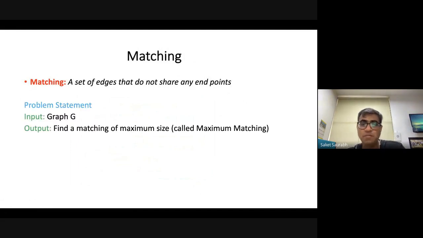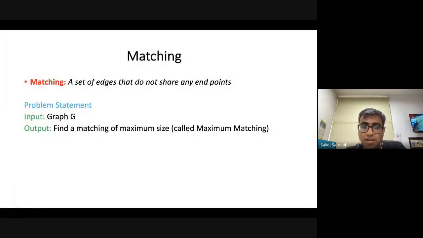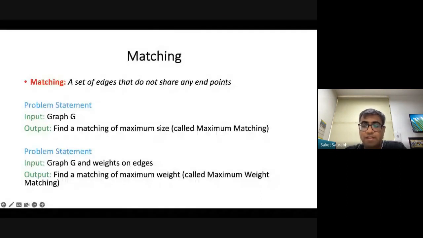So we first saw a covering problem, and this is our new problem, a matching problem, where you're given a graph G and you find a matching of maximum size. This is called the maximum matching problem. Or you could put weights on the edges of the graph and find a matching of maximum weight. That corresponds to maximum weight matching.